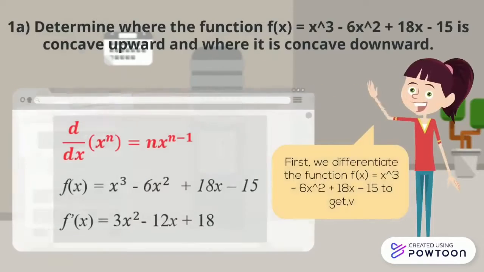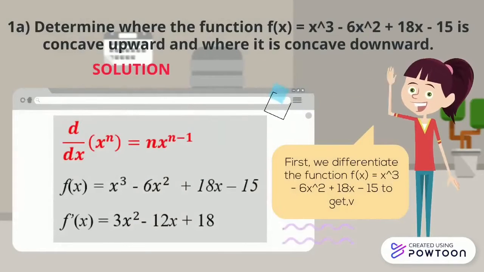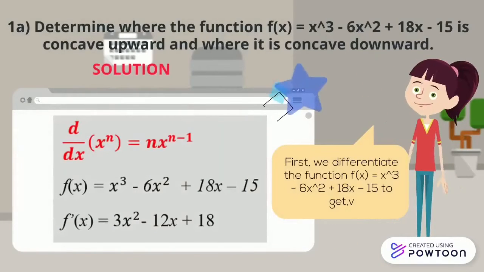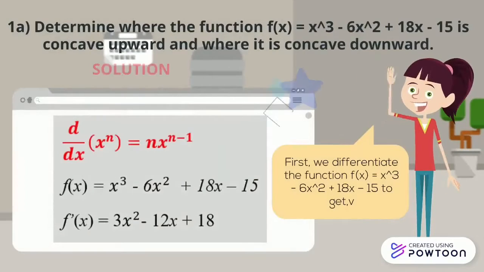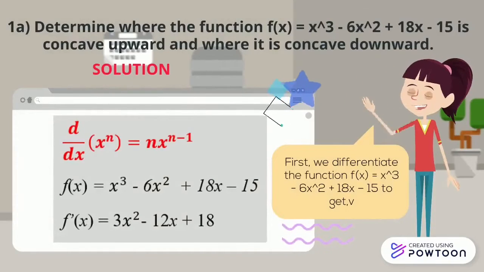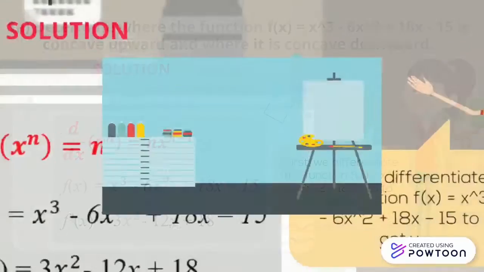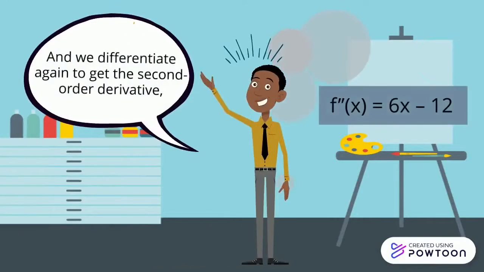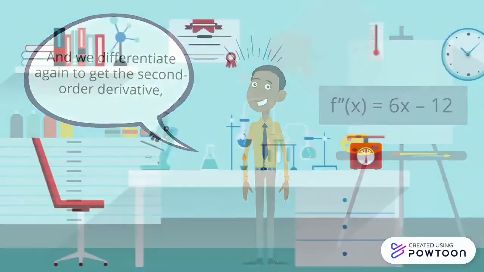So for the first question, we need to determine where the function is concave upward and where the function is concave downward. First, we need to differentiate the function f(x) equals x cubed minus 6x squared plus 18x minus 15 to get the first order derivative, which is 3x squared minus 12x plus 18. We use the formula d/dx of x^n equals nx^(n-1). And we differentiate again to get the second order derivative, which is 6x minus 12.